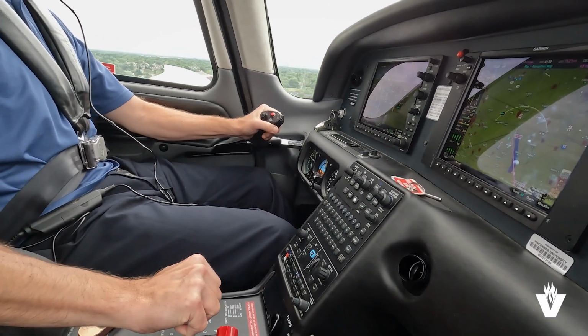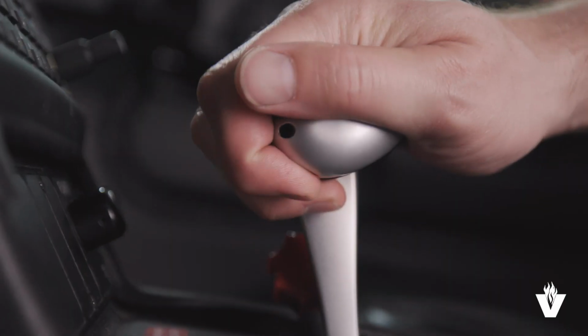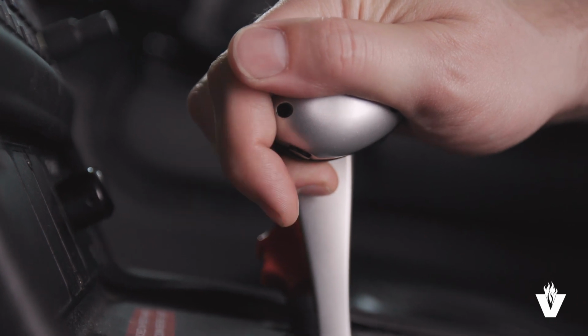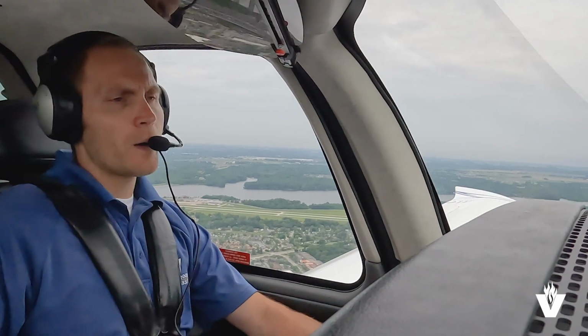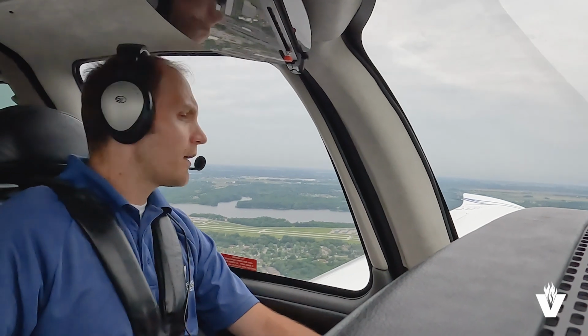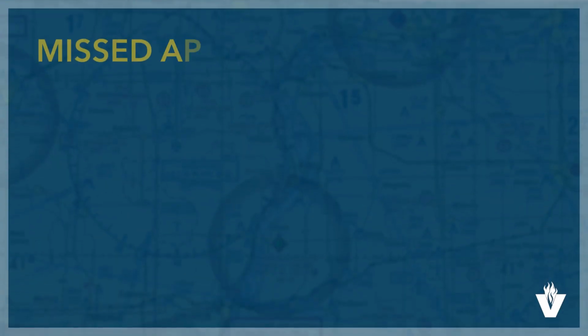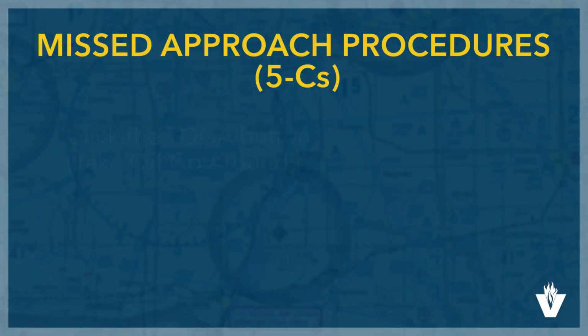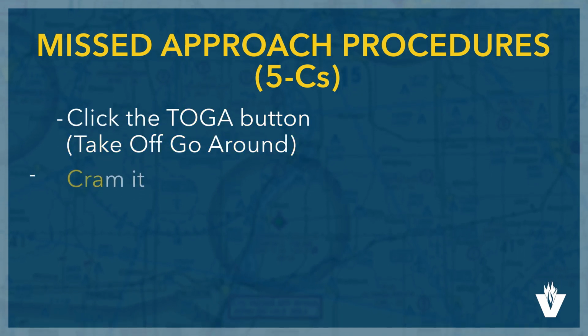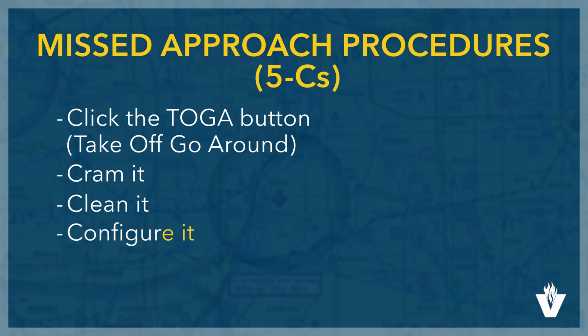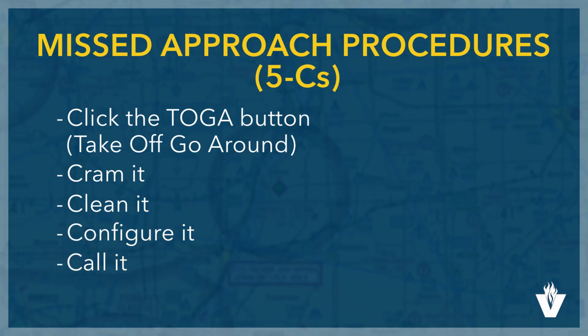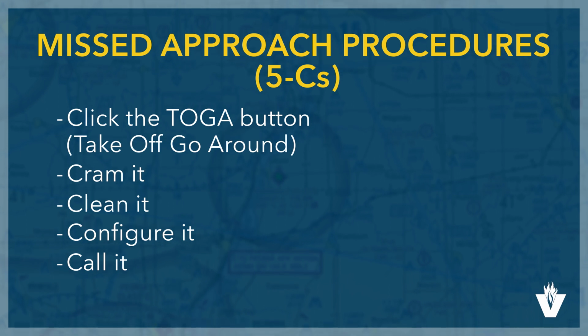In the Cirrus SR20, immediate actions are to add full power and initiate a climb. Click the TOGA button, and once a climb is established, retract the flaps. If applicable, reconfigure the autopilot to continue the missed approach procedure. From there, notify ATC as soon as practicable that you are executing the missed approach procedure. The acronym I use for this is 5 C's. Click the TOGA button, cram the power to full, clean up the flaps, configure the autopilot, and then call ATC and notify them that you have executed the missed approach procedure.